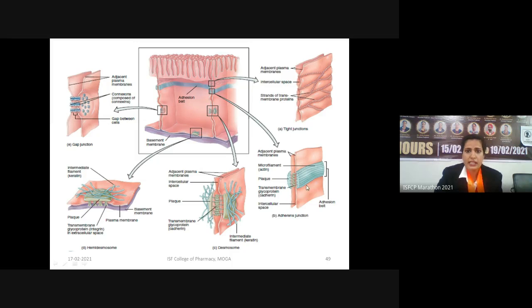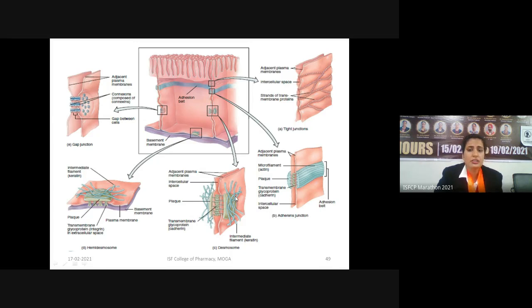Here you can see the adherent junction. The blue color is shown. These are the adhesion belts. So adhesion belts are clearly seen on the surface. Okay. So next we have the desmosomes. In the desmosome, the transmembrane proteins are cadherin molecules, and there the intermediate filaments keratin are present.